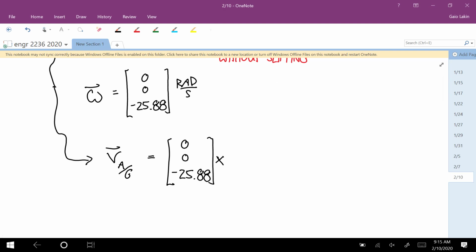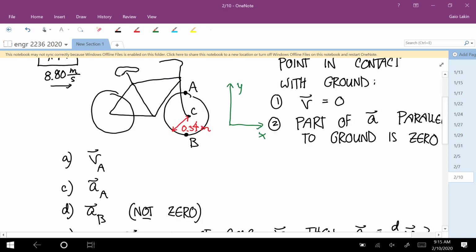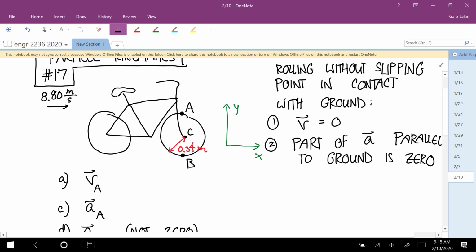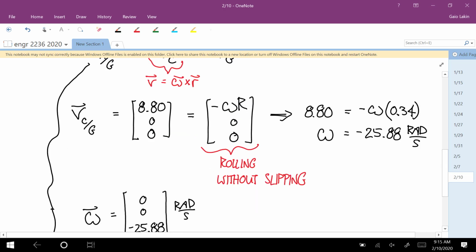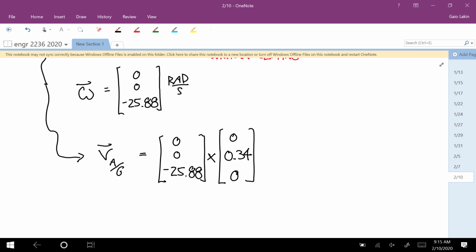Wait, what? Are we doing 0.8? 0.8, yes. So 0, positive 0.34, 0. So yeah, the point we're looking at isn't B, it's A. So that R vector is 0.34 in the positive y direction. And if you take the cross product, you get 8.8.